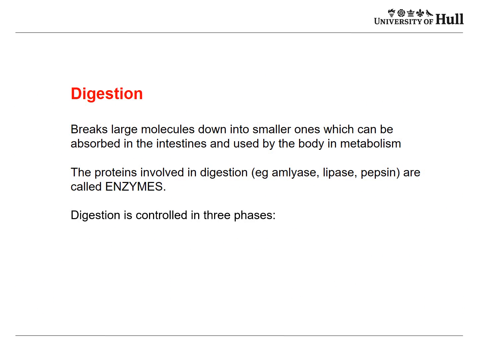Digestion is controlled in three phases. They're not entirely discrete but general, but these three phases are the cephalic, the gastric and the intestinal phase. They're more or less self-explanatory, but we'll go through each in turn.